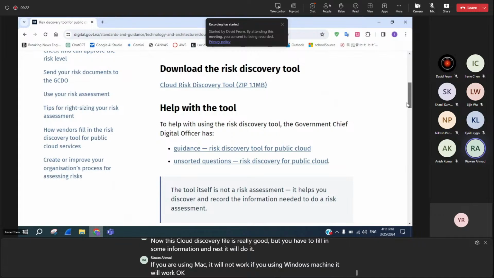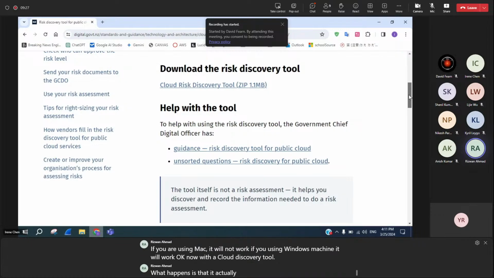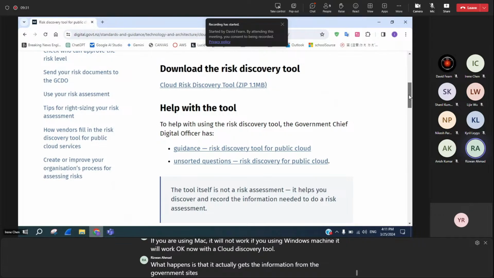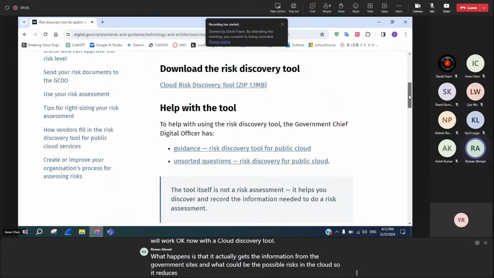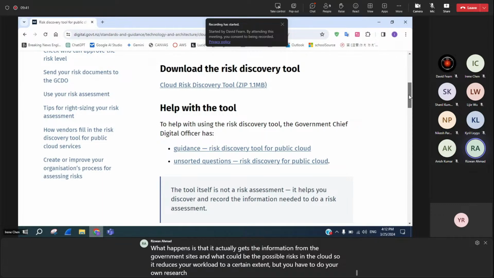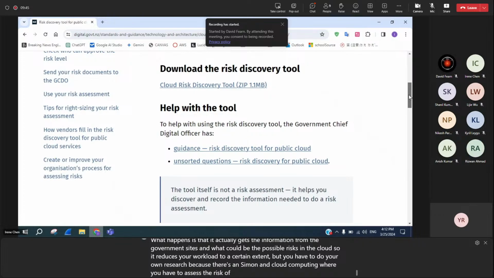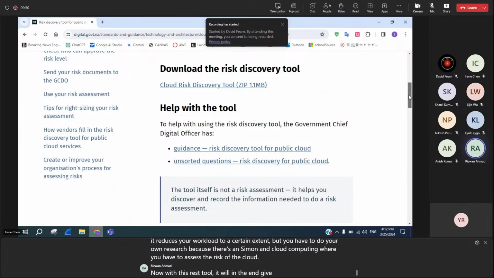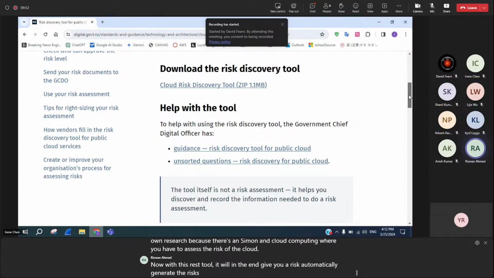Now, with the cloud discovery tool, what happens is that it actually gets the information from the government sites and what could be the possible risks in the cloud. So it reduces your workload to a certain extent, but you have to do your own research because there is an assignment in cloud computing where you have to assess the risk of the cloud. With this risk tool, it will in the end automatically generate the risks. Make sure that your system is connected to the internet.